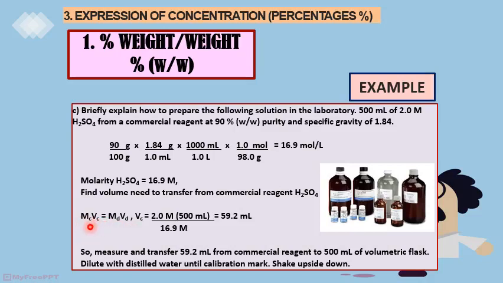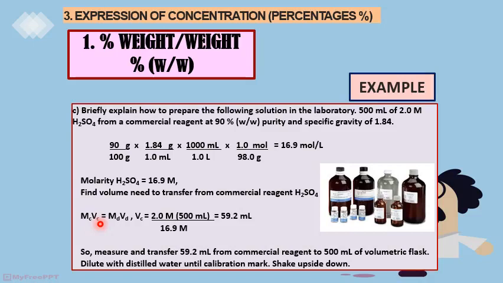MCVC or M1V1 refers to the concentrated solution, MDVD or M2V2 refers to the diluted solution, which is the one that you want to prepare. So M1V1, M2V2 or MCVC, M1 is the initial concentration, the concentrated one, it is 16.9. So you substitute the values here. VC is the one that we want to calculate.